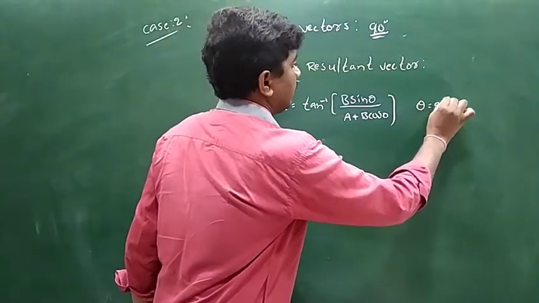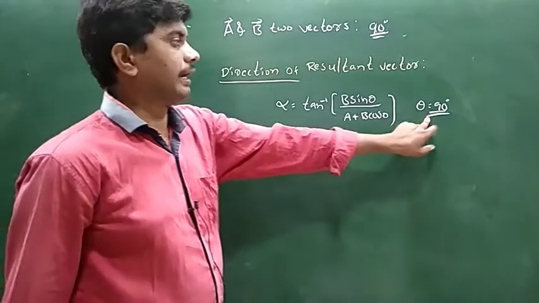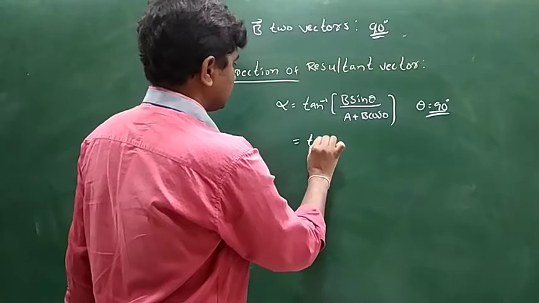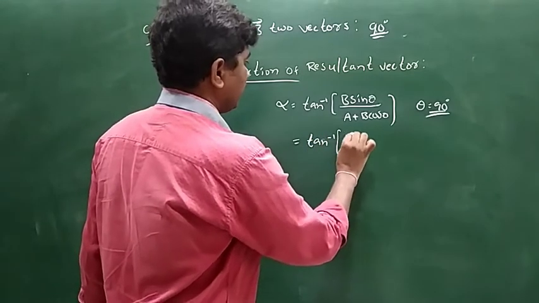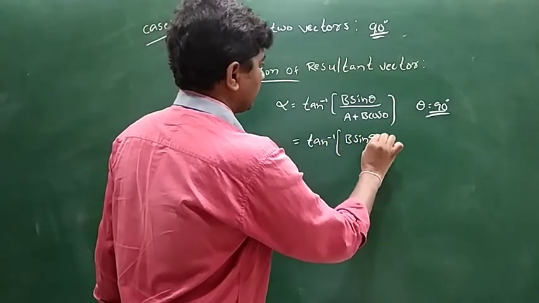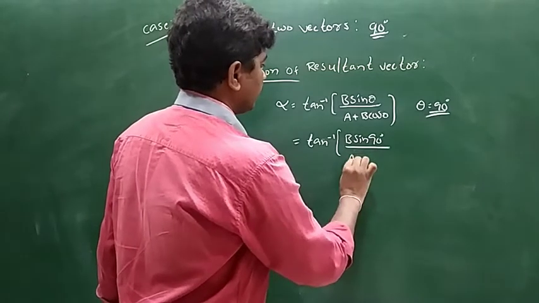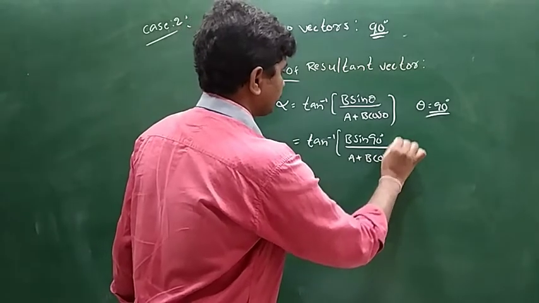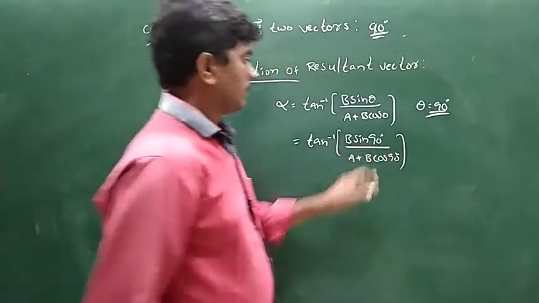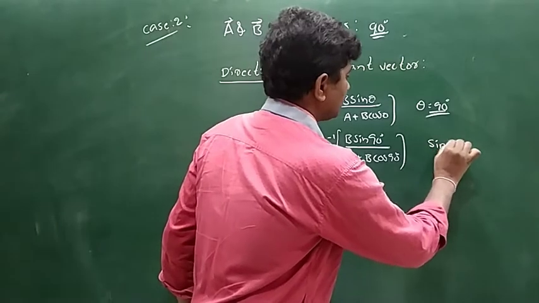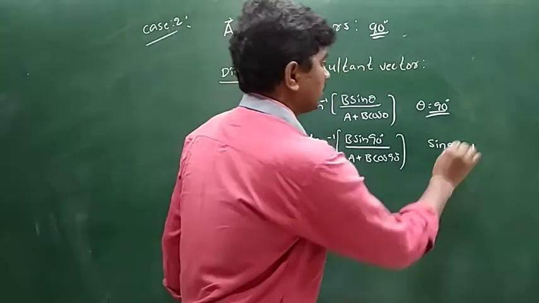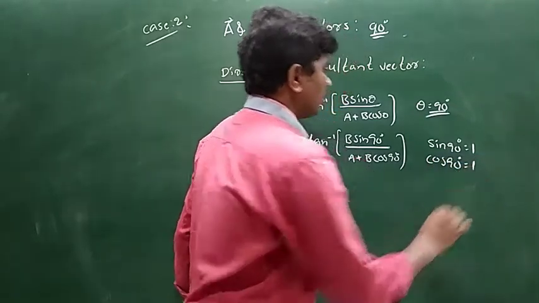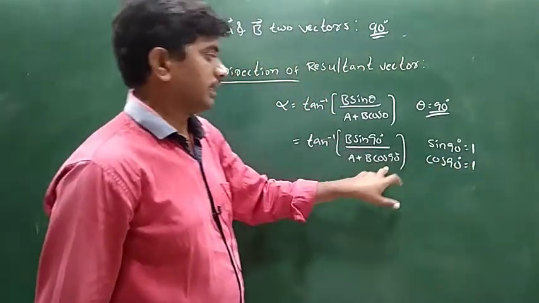Theta is equal to 90 degrees, since perpendicular means 90 degrees. Substituting theta equal to 90 degrees, we get tan inverse of b sin 90 degrees by a bar plus b cos 90 degrees. Sin 90 degrees is equal to 1, and cos 90 degrees is equal to 0. Substituting these values in this equation.